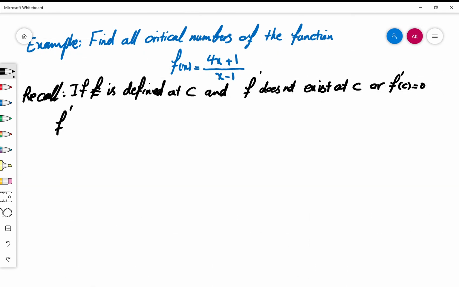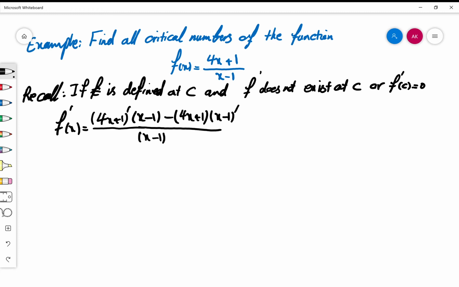So here what we need is f prime, and this is the derivative of the numerator, 4x plus 1, times the denominator, minus the numerator times the derivative of the denominator, over the denominator squared. This gives me 4 times (x minus 1) minus (4x plus 1) times 1. The derivative of x minus 1 is just 1.